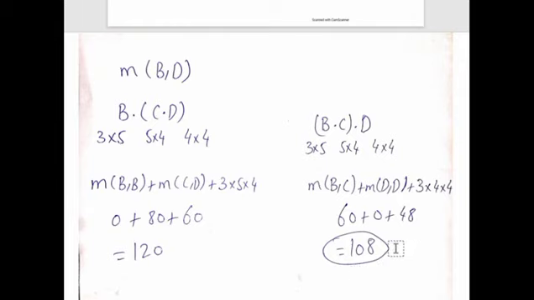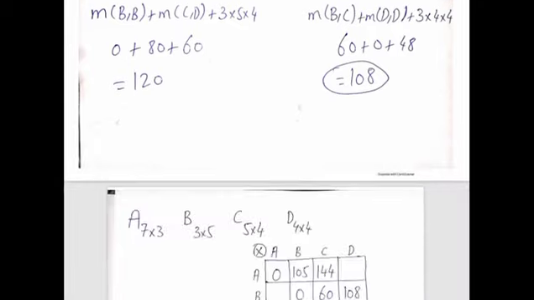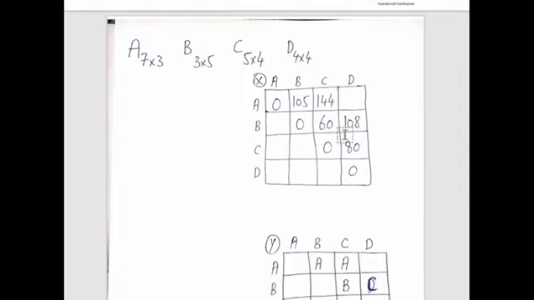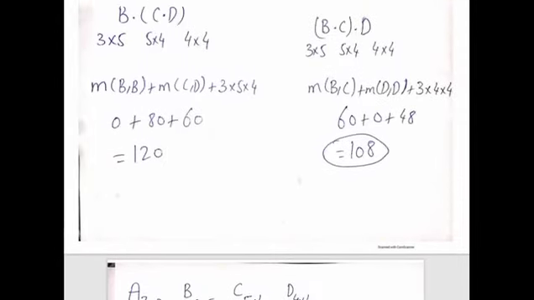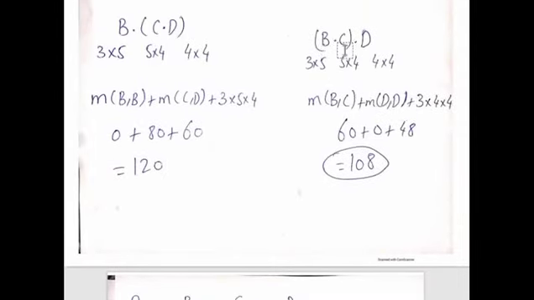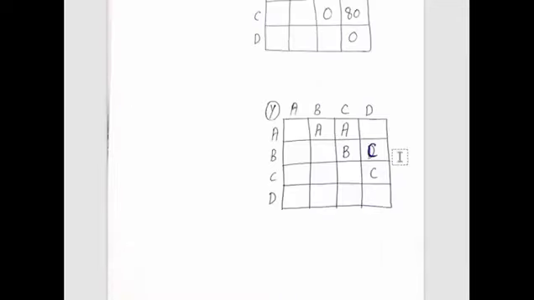Now we will fill it in the table. So we are multiplying the matrices B into D, right? So we write 108 here. Now which matrix has given us this answer? C. We have multiplied B with C, so the matrix C has given us the answer. So in the next table, that is the Y table, if we multiply the matrix B with D, the answer is given by the matrix C.